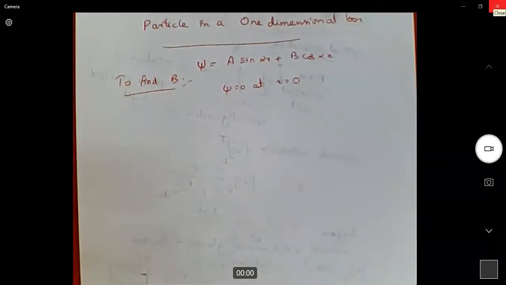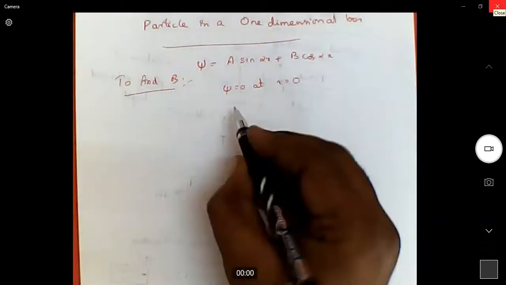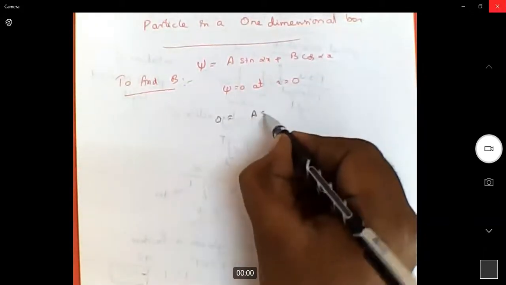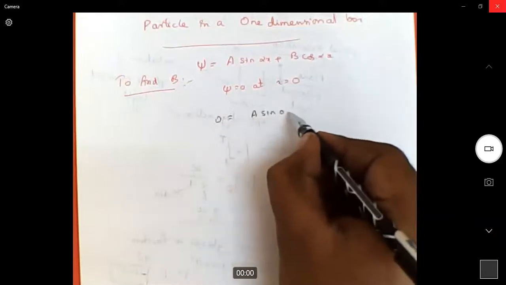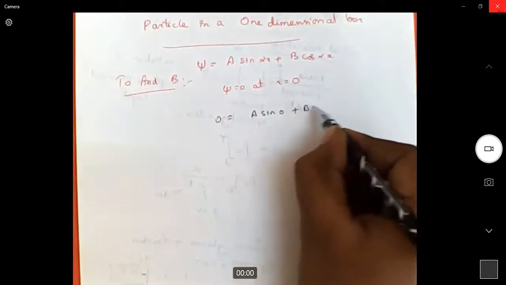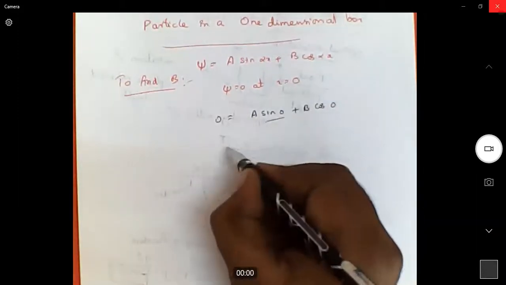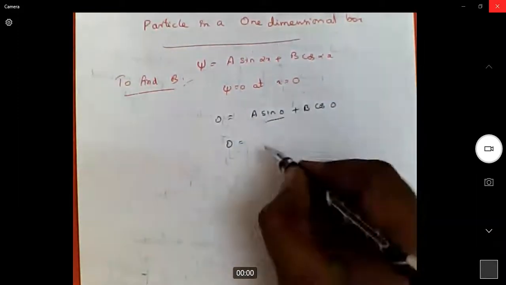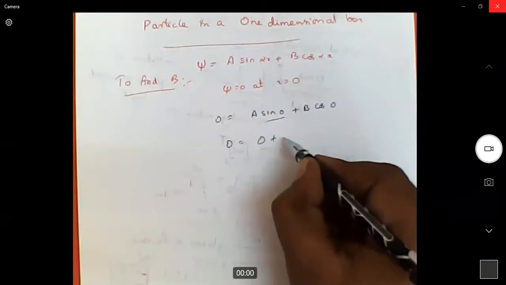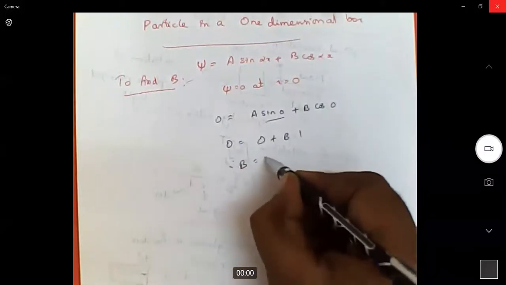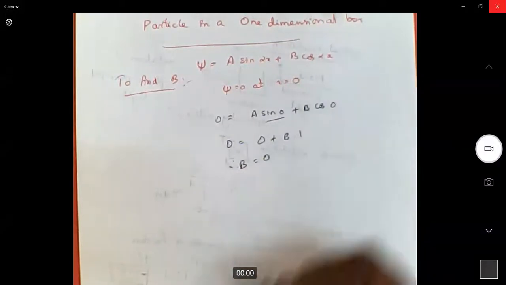When we substitute psi is equal to 0 at x equal to 0, we got 0 is equal to A sin 0 plus B cos 0. A sin 0 is 0, so it becomes 0 plus B cos 0, and cos 0 is 1. So therefore we are arriving at B is equal to 0.